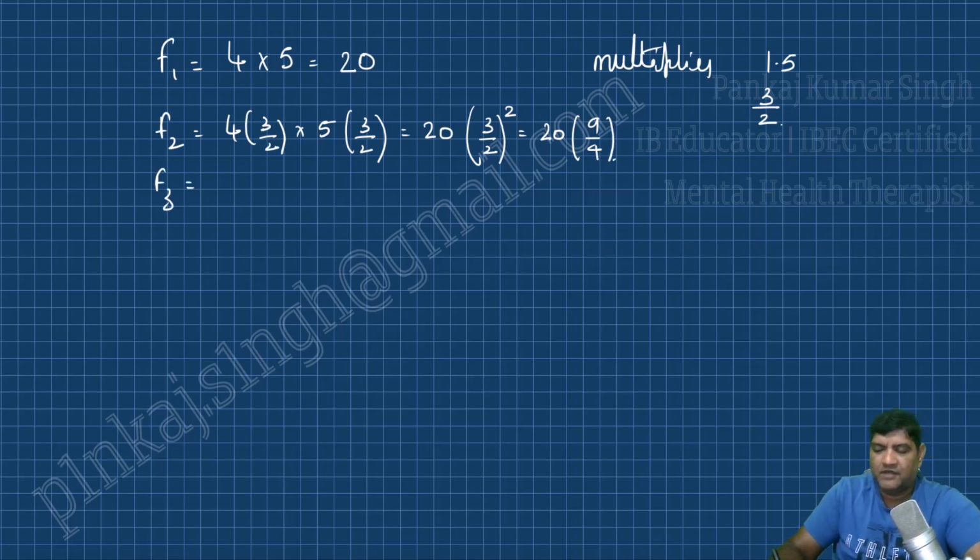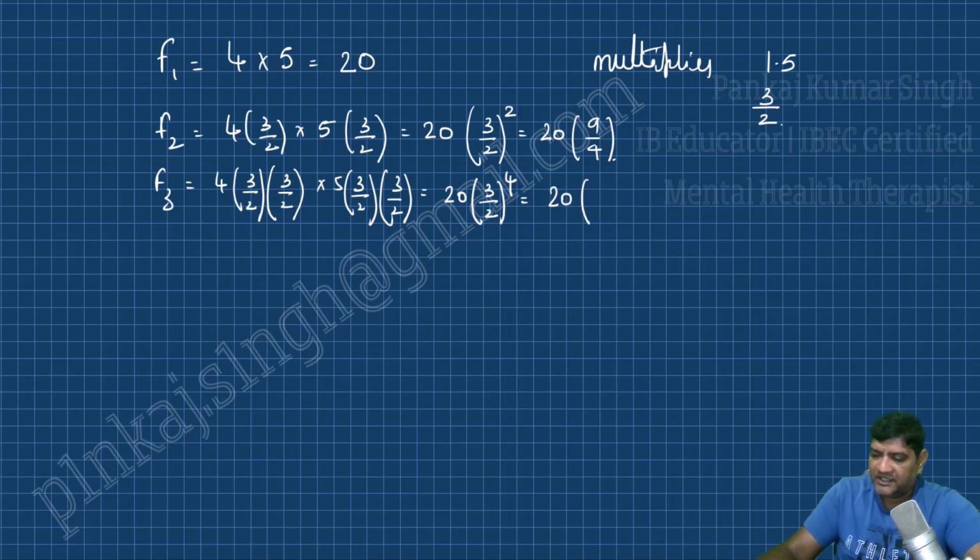All right. Let's look at frame 3. Now, what was the frame 2 width? The frame 2 width was 4 times 3 by 2. This width is increased by 3 by 2, which is a 50% increase. And again, I'm looking at the previous height, which is 5 into 3 by 2. This is again increased by 50%. So this is simply going to be 20 multiplied with 3 by 2 to the power of 4, which can be written as 20 into 9 by 4 squared.